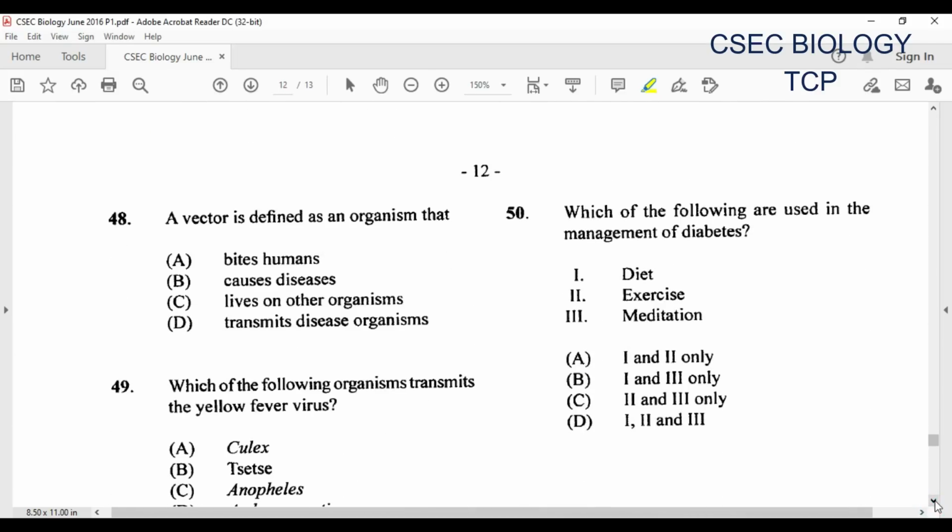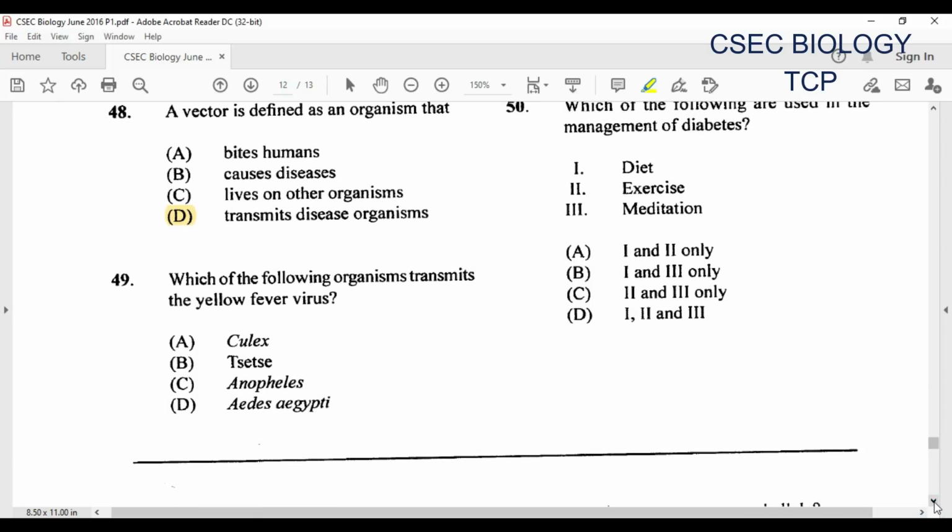48. A vector is defined as an organism that bites a human. Well, the vector could bite a human, but that is not the definition. Causes a disease. Does it really cause a disease? Interesting. Lives on another organism. That would have been more like a parasite. But a vector, what it really does is to transmit disease organisms. Alright, so you would have had the Anopheles and the Plasmodium. So it really transmits that disease causing agent. That is what a vector does. Alright, and that is the best way we could define a vector. We move on to 49.